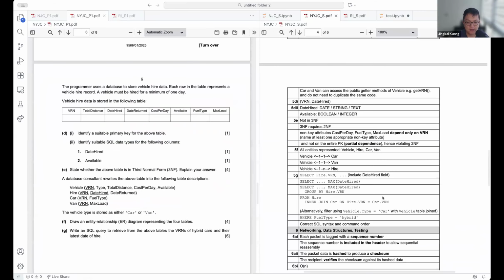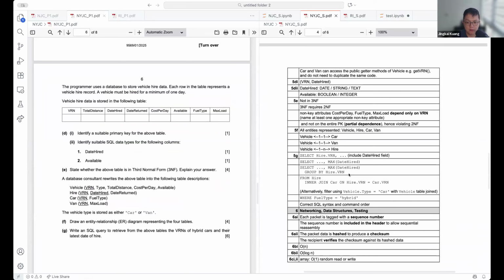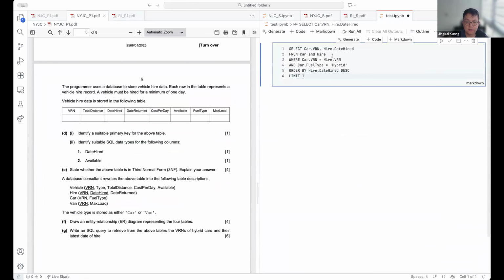Okay, so let's look at the solution again and see which part we missed out on. I think it's good to compare. So what did they do? Oh, they group. Yeah, there's a group by the VRN. So I need to group by the VRN.